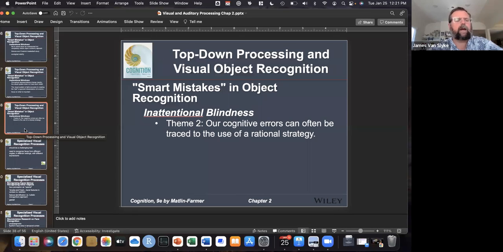Okay, questions or comments? Or any questions on visual processing in general?